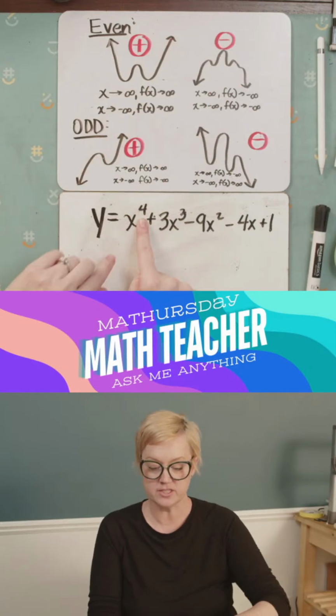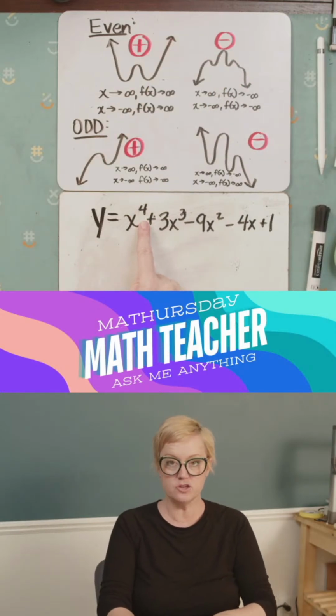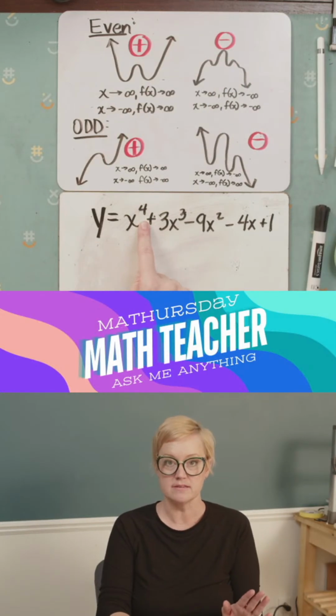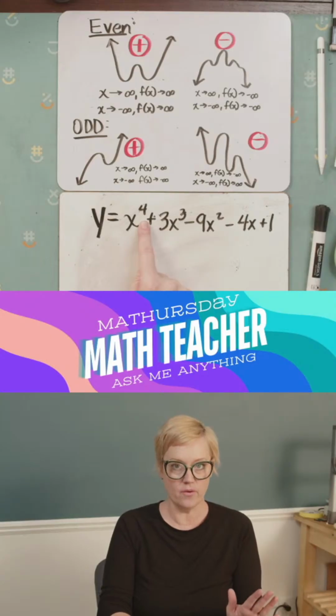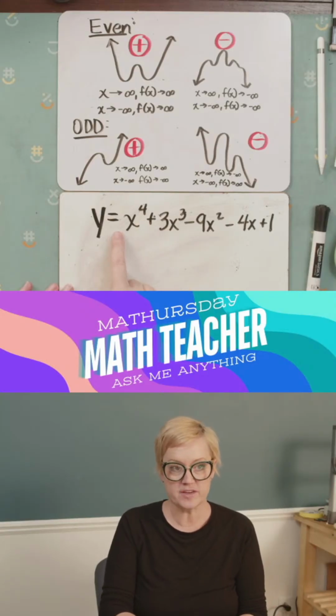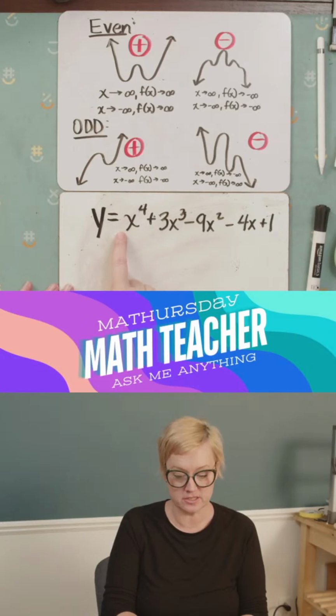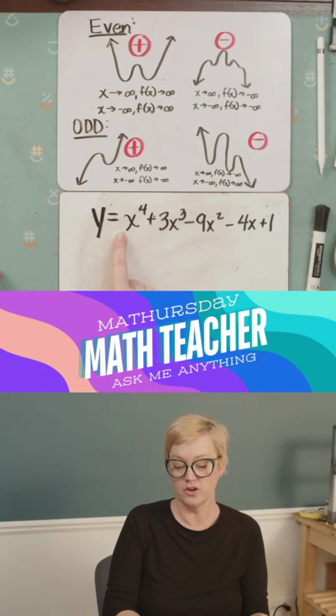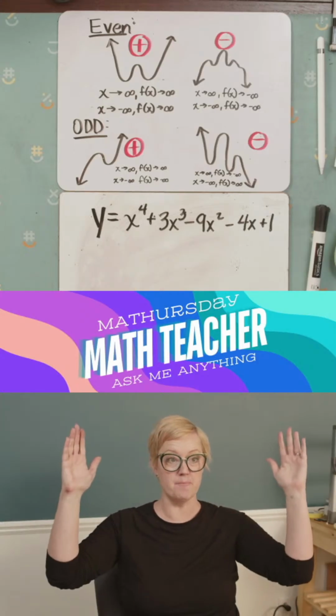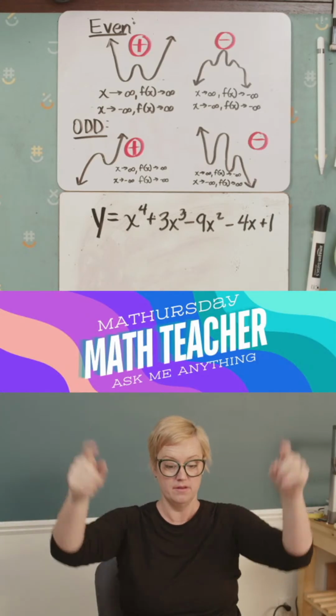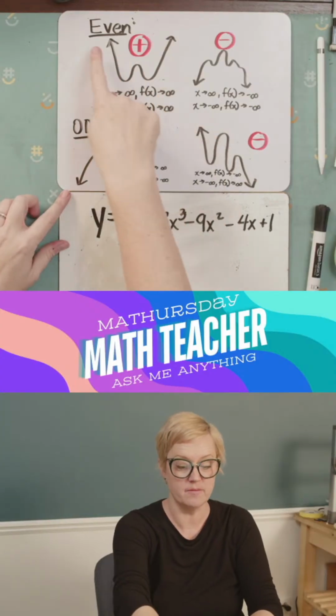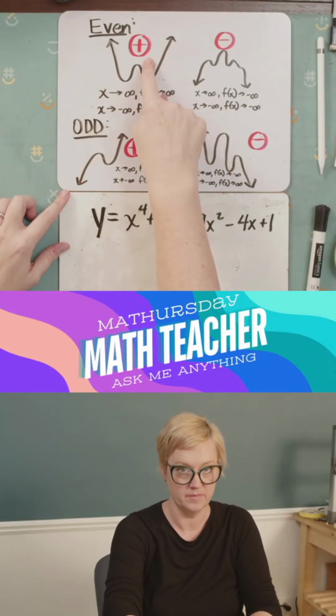So we're looking at these two, right? So we know that the ends are going to be going in the same direction. Now the leading coefficient is the very first coefficient. So in this case, it's a positive 1. So we're looking at even, so same direction, and positive, which is up. So it's going to be just like this, even and positive.